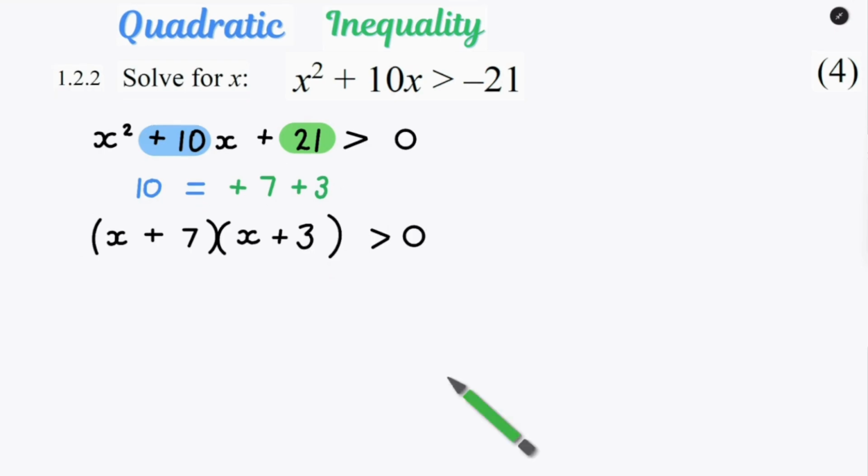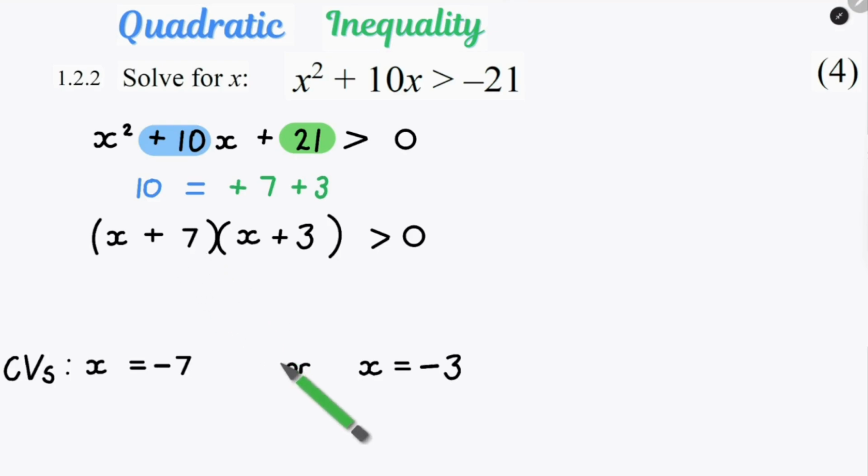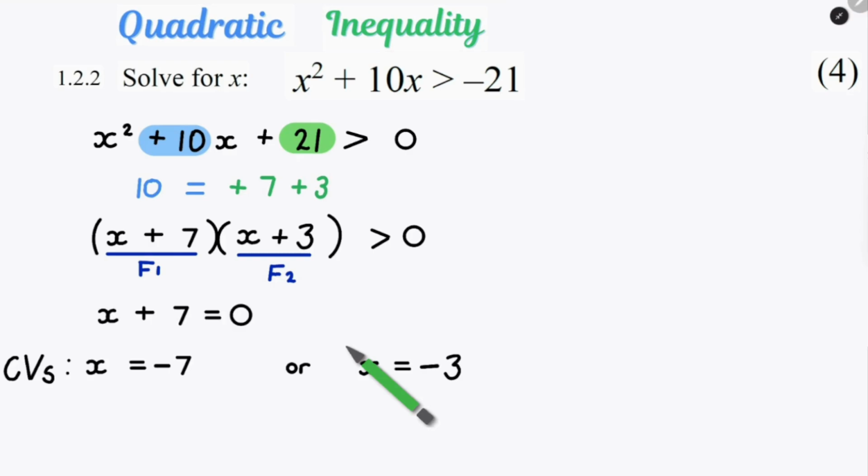Next up, we have to get our CVs. Our CVs are normally just the opposite sign of what's in the bracket, but the precise way you're supposed to get them is you look at factor 1 and factor 2 in your quadratic, and you make each one equal 0 separately, and you separate them with the word or. Then you grab the 7 and the 3, take them over, and solve for x.